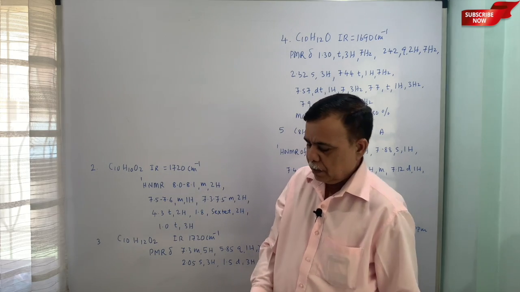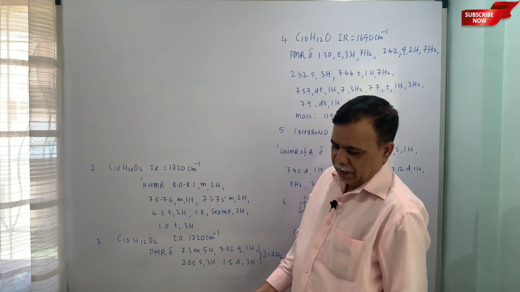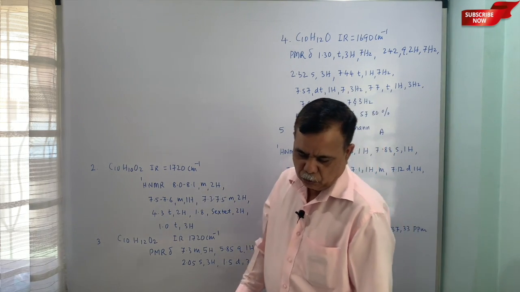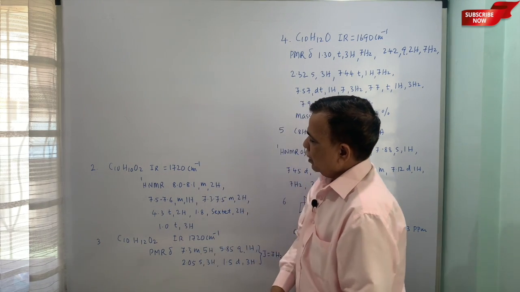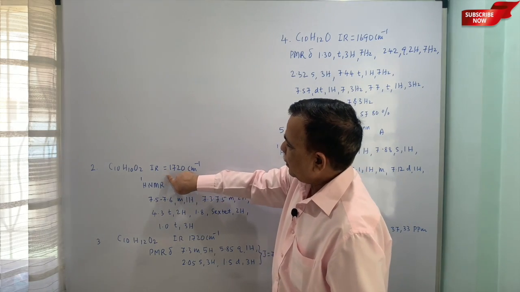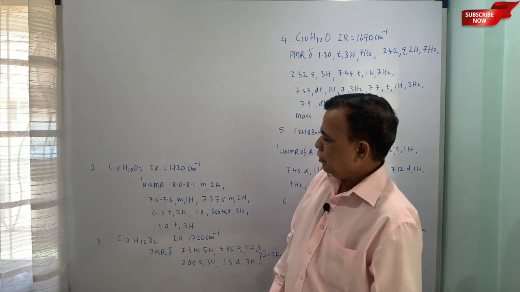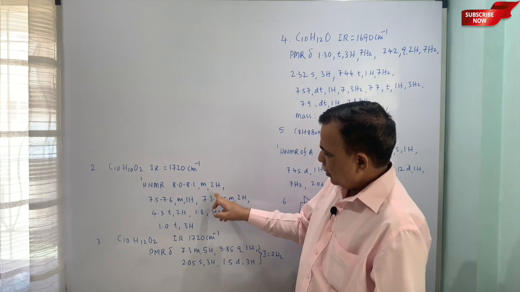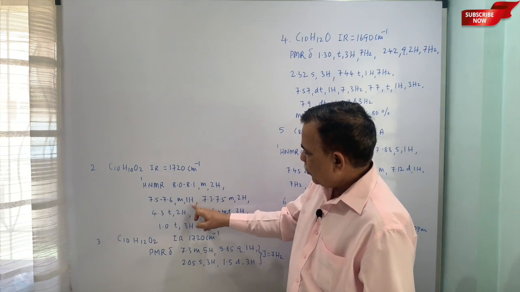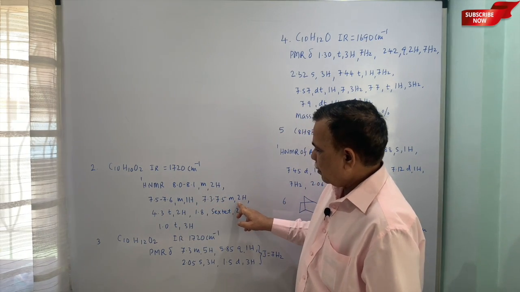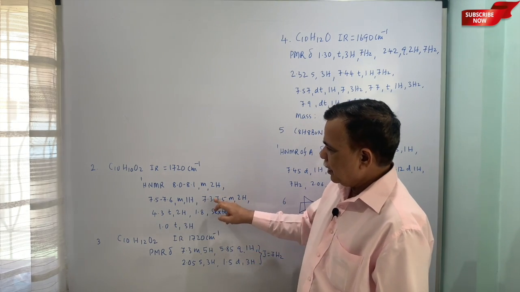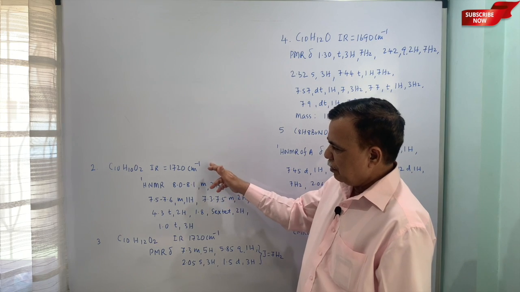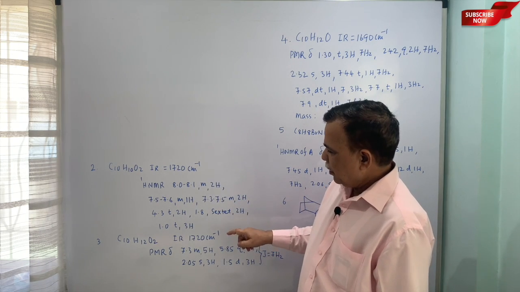Next example is C10H10O2. Infrared 1720 suggests ketone, then 2 protons, 3 protons, 2 protons. So 5 protons, so it is a monosubstituted ring. You can see from the proton NMR, it is a proton NMR and IR based problem.